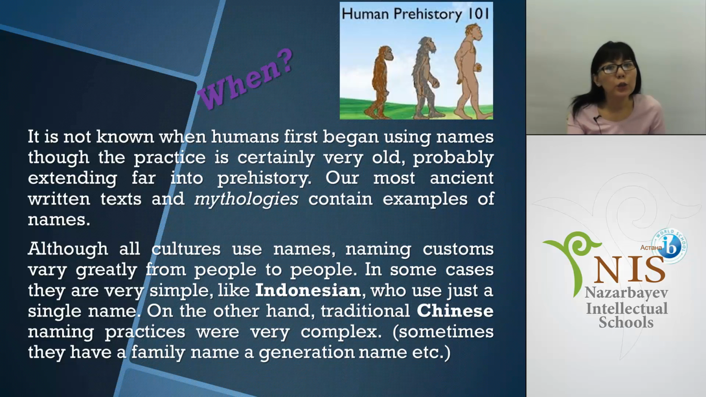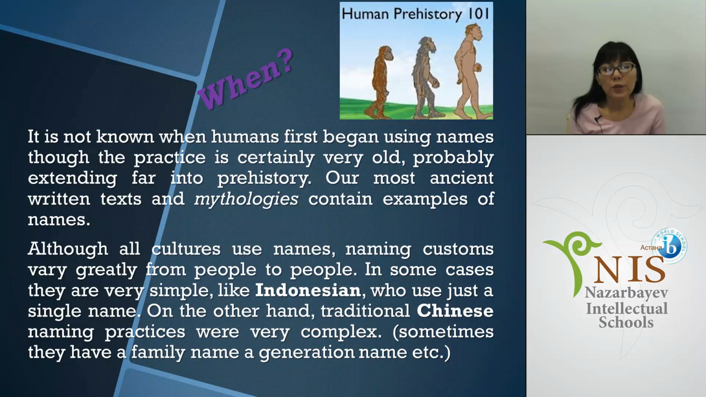So when did it actually start? There is no exact evidence of when we started to name each other, but it certainly was very old, probably in the prehistoric period. Our most ancient written texts are mythological, and they contain examples of names. If you open any mythological story, it will be full of names.